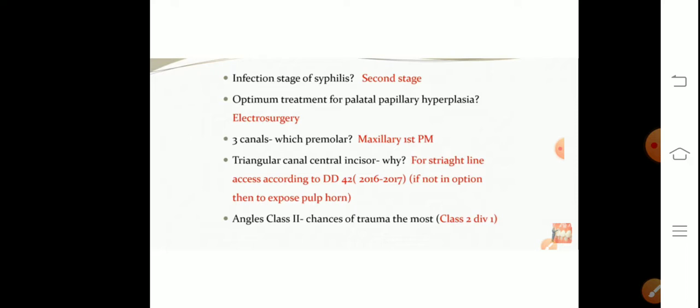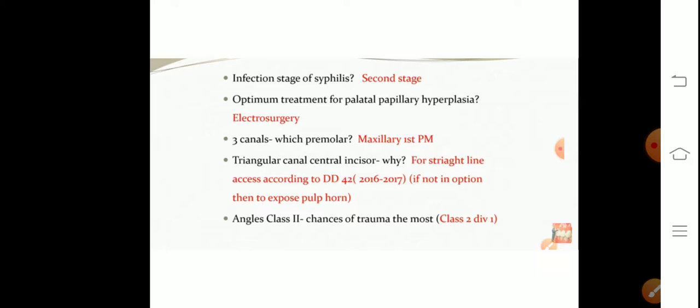Three canals. In which tooth can we see three canals? Three canals are most commonly seen in the maxillary first molar. Triangular access for the central incisor. Why is the shape of the access cavity preparation of a central incisor triangular? For straight line access, for good accessibility. If straight line access is not in the options, then you have to mark that the pulp horn must be exposed. So you have to mark that option.